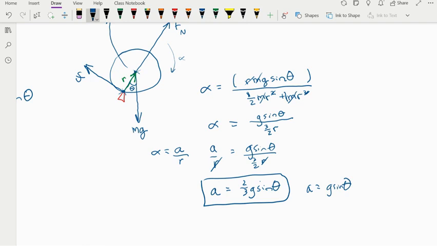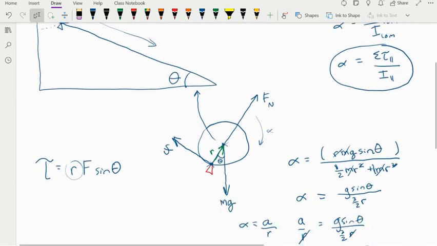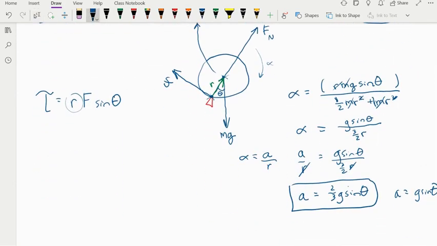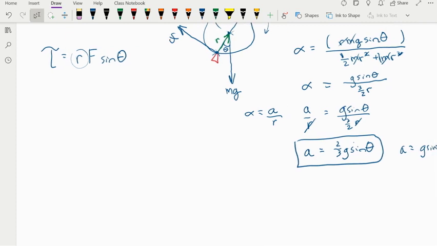So you'll notice this is some fraction of g sine theta. And if we had used a different rolling object, like a solid sphere or a hollow sphere, we would have simply gotten a different fraction of g sine theta. So you're always going to get a fraction of g sine theta here. Okay, so now how do we figure out the force of friction?